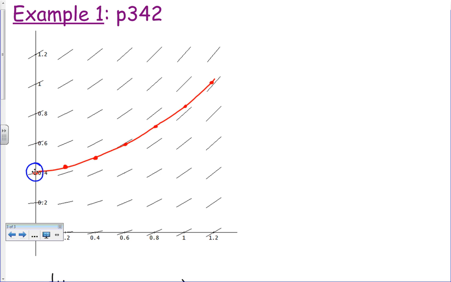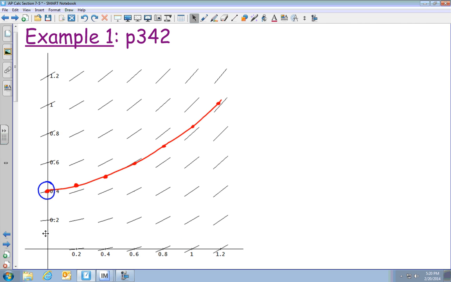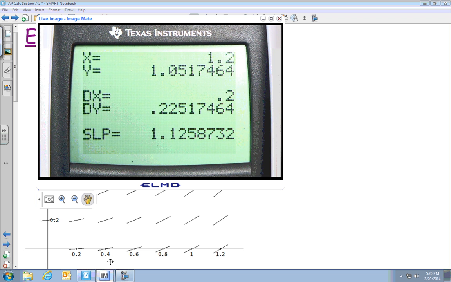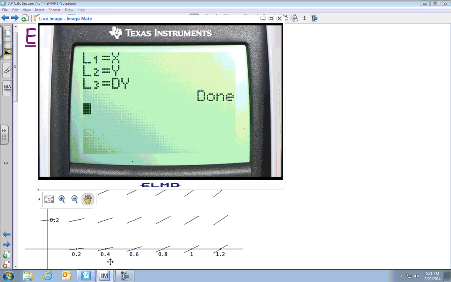All right, let me go back to the calculator here real quick and just show you what it gives you at the very end. When you've done running your program, you'll see that it gives you x contained in list 1, your y values in list 2, and your change in y, your dy's, in list 3. If you want those, you can access those.